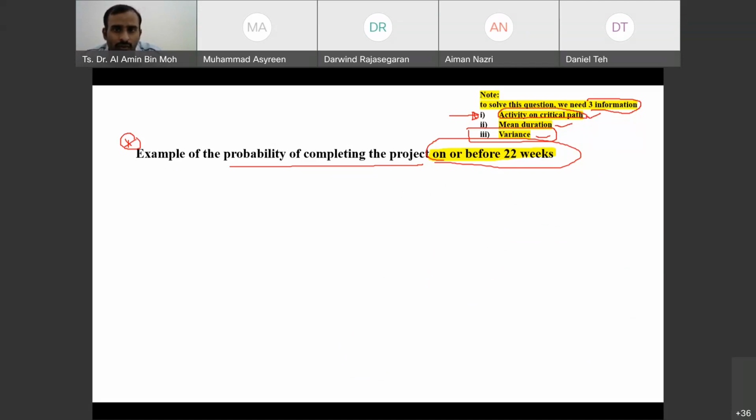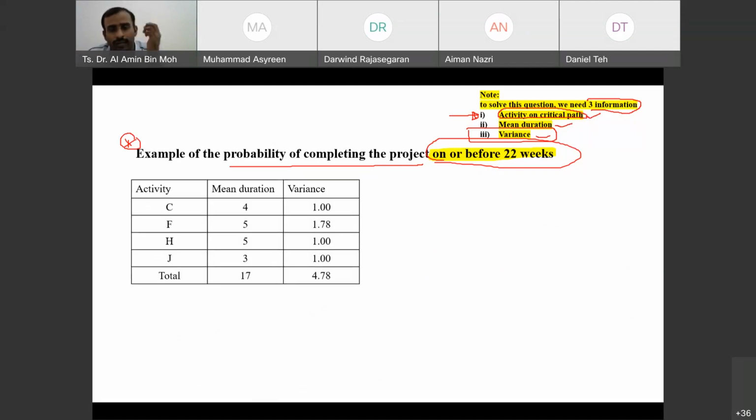So let's say you have drawn the network diagram, and you find out the activities with 0 slack are C, F, H, and J. You then take the mean duration and also the variance that you calculated before.